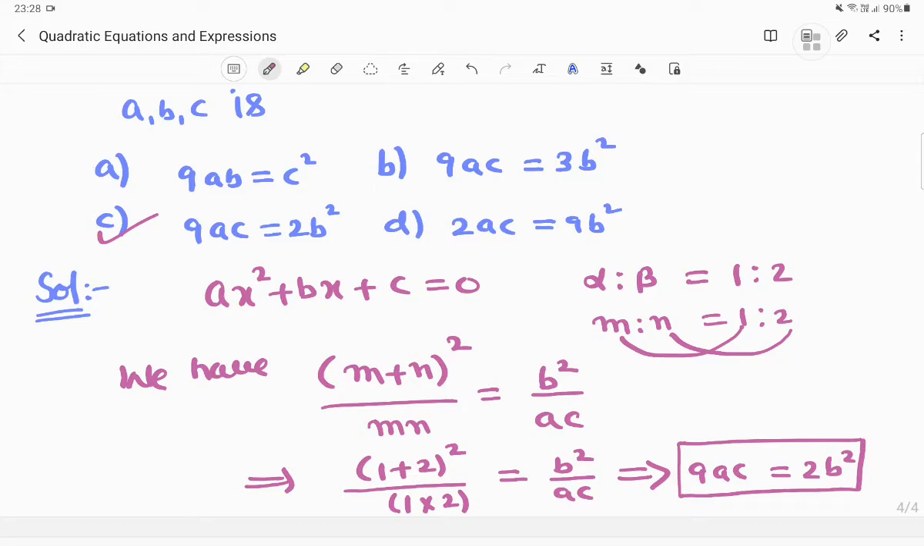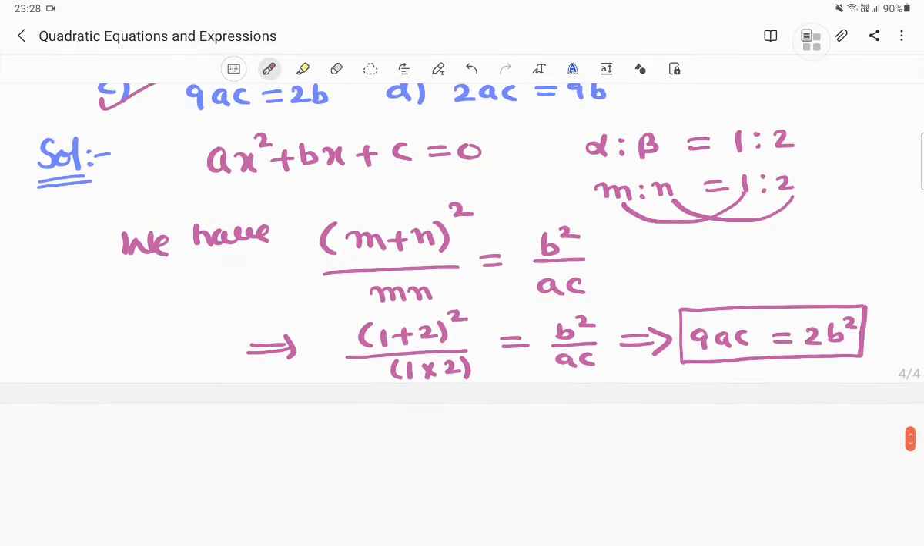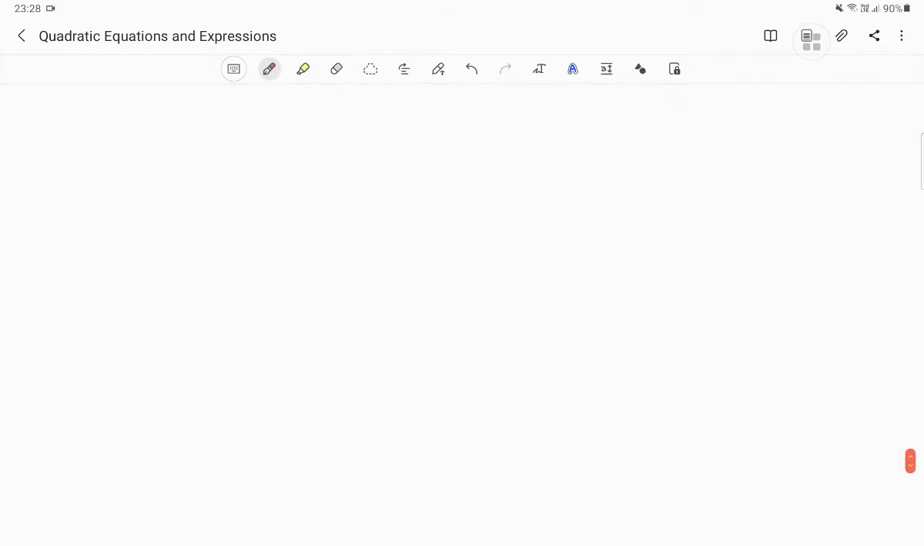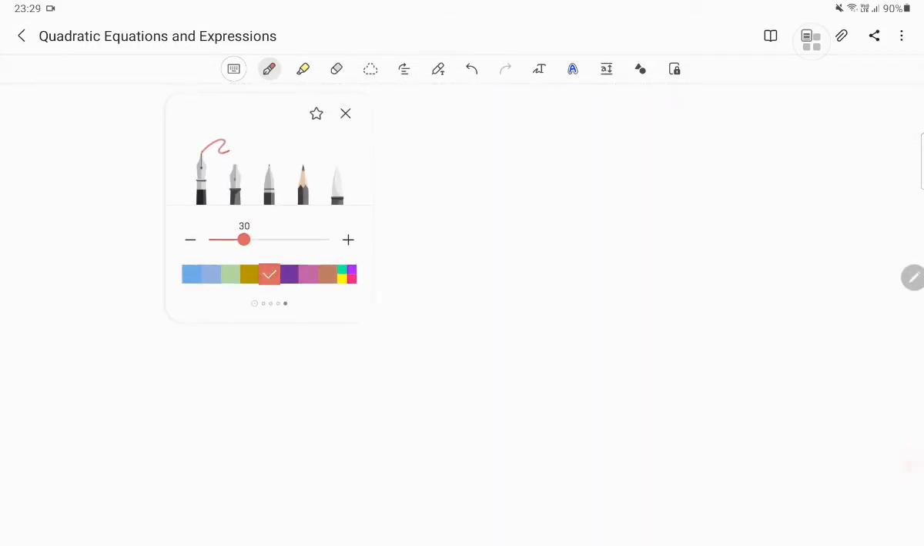And one more property we will discuss. Nowadays they are asking in the JEE mains also this type of questions. Regularly we observe that.